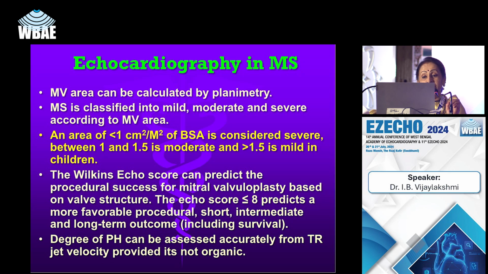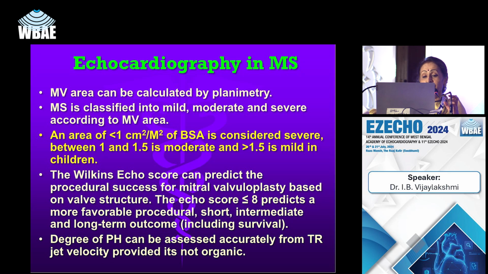Now the Wilkins echo score is extremely important whenever you are considering balloon dilatation, and according to this, if the echo score is less than 8, then it predicts a more favorable procedural short and intermediate outcome. Whereas in this case the echo score is not given. That is very important, because if there is calcification, commissural calcification, and the echo score is very high, then instead of doing the intervention, we go for the surgical option.